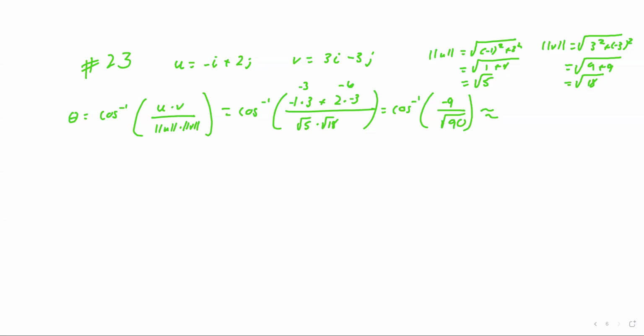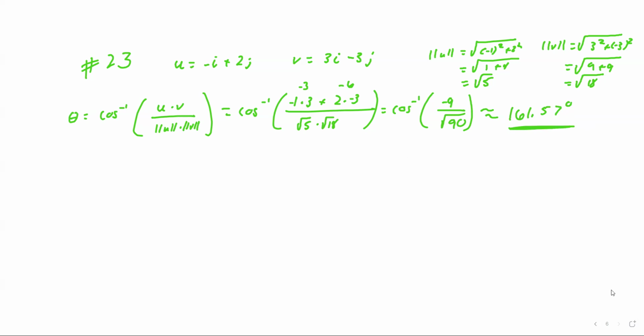When I do that, I get 161.57 degrees. Make sure we're in the correct quadrant. Because this is negative, it needs to be in quadrant 2 or 3. It falls in quadrant 2, so we are good.